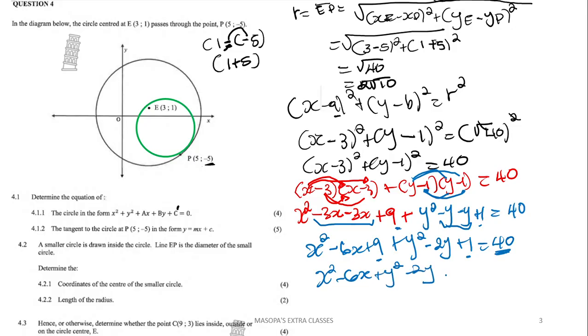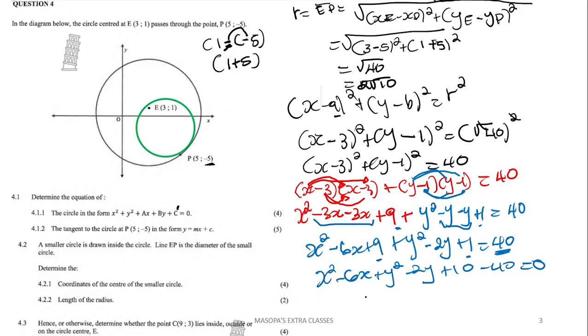Then when you add 9 with 1, you get 10. So we have positive 10, then minus 40 on that side, that is equal to 0. Now we can see that once you see 10 minus 40, you get negative 30, right? Negative 30. Now let's arrange our equation in the form that the question asks.